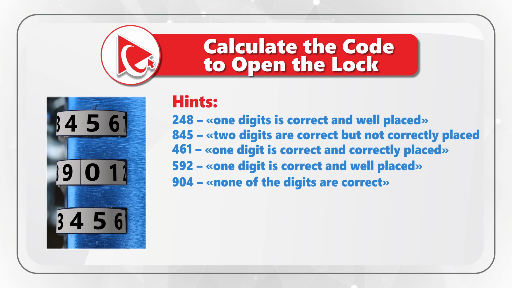In the digits 461, only 1 digit is correct and it is correctly placed. In the digits 592, only 1 digit is correct and it is well placed. And last but not least, in the digits 904, none of the digits are correct. To open the lock, you need to process all the hints and select 1 out of 4 possible choices.